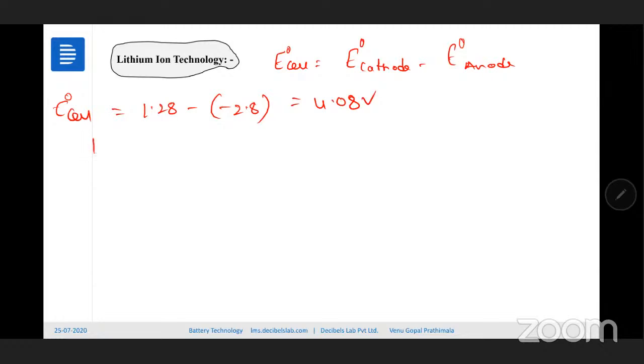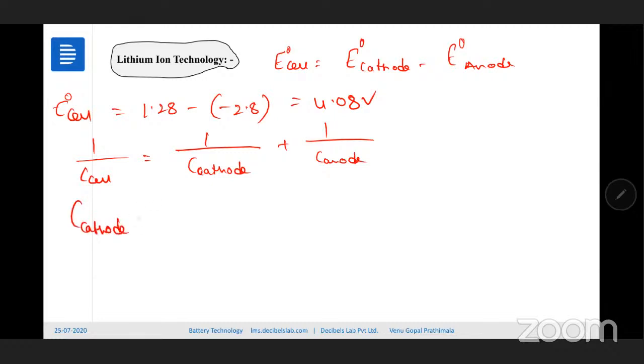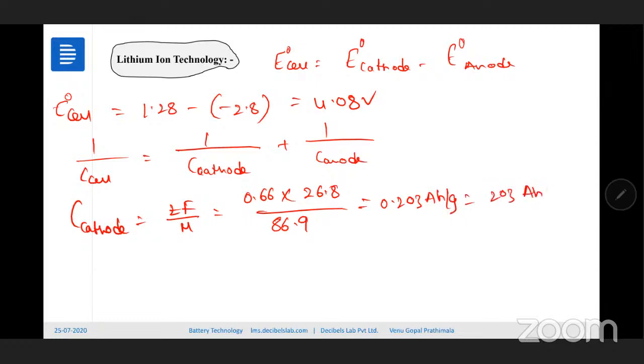Similarly, for the cell capacity, 1 by C cell equals 1 by C cathode plus 1 by C anode. So the cathode here is lithium manganese oxide, so ZF by M. Here 0.66 electrons are participating in the reaction. So 0.66 into F, 26.8, divided by the molar mass of lithium manganese oxide, which is 86.9 gram per mole. So this will give you the capacity of the cathode. It is coming 0.203 amp hour per gram, which is equivalent to 203 amp hour per kg. Okay.